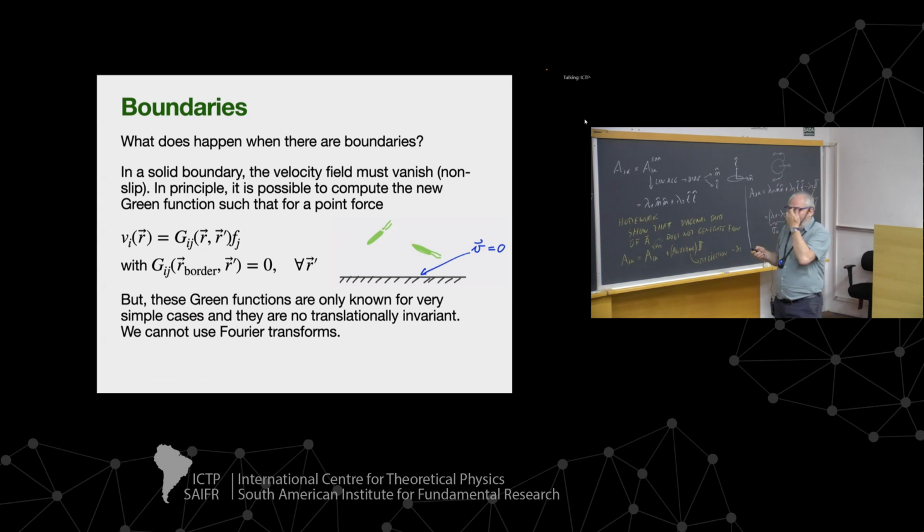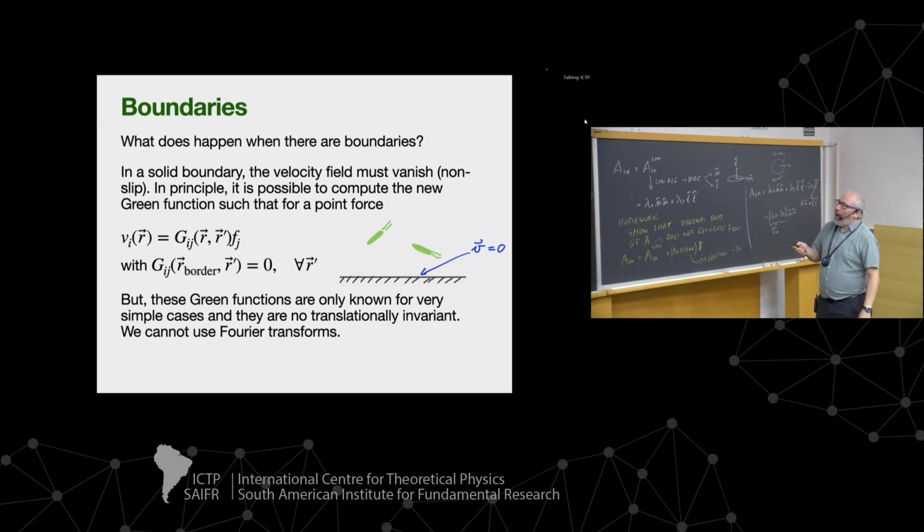There are two problems. The first one is that this Green function is only known in very few cases. The simplest expression is for a flat surface. It's called the Blake solution. It's already ugly. It's known also for a sphere, which is even uglier. For two parallel surfaces, it's also known, but it's a series of many terms. But you can keep some of those terms, and it's OK.